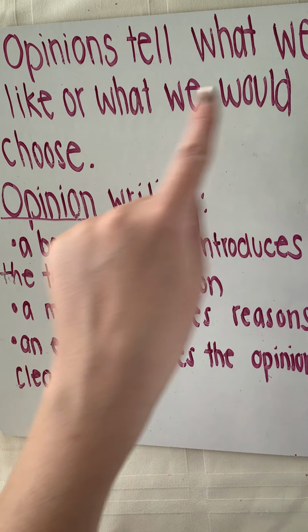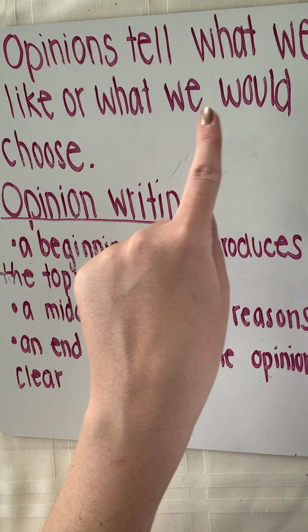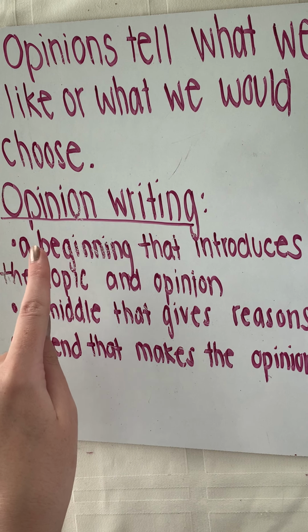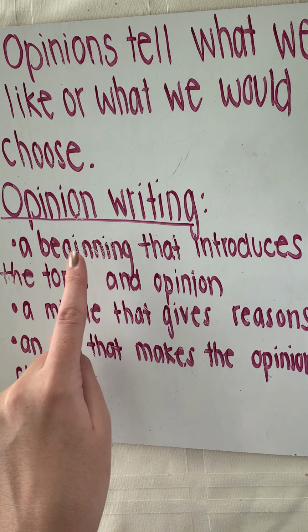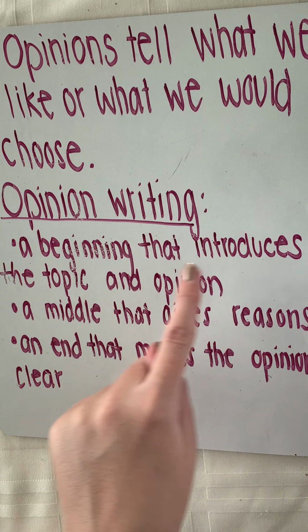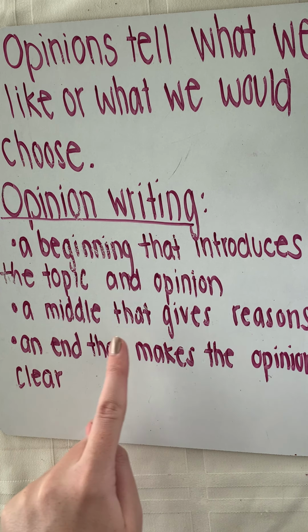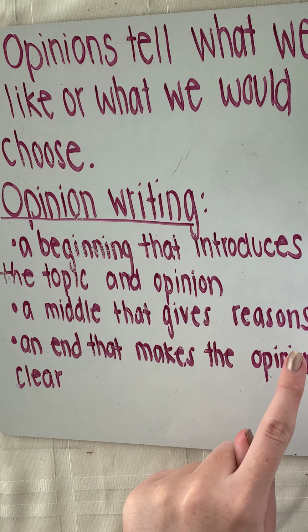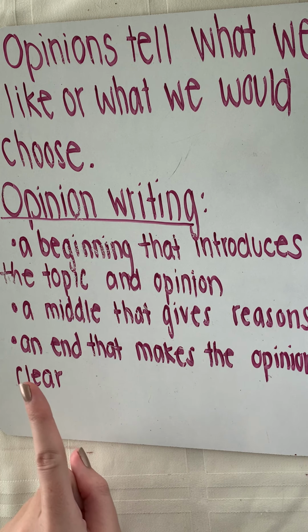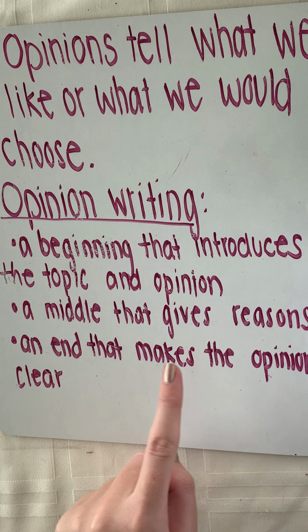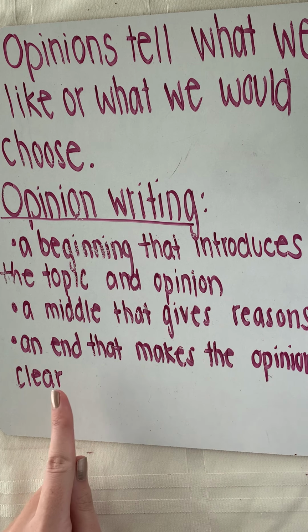Opinions tell what we like or what we would choose. Opinion writing has a beginning that introduces the topic and opinion, a middle that gives reasons to then support that opinion, and an end that makes the opinion clear.